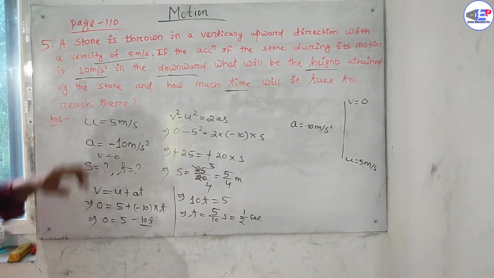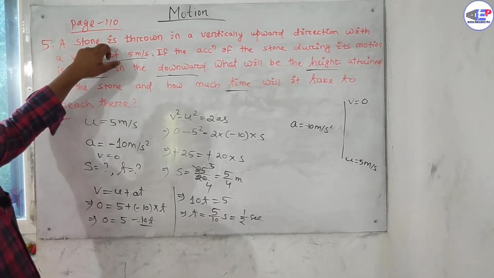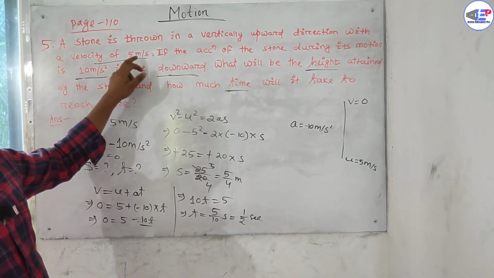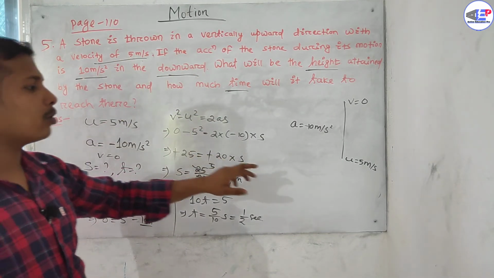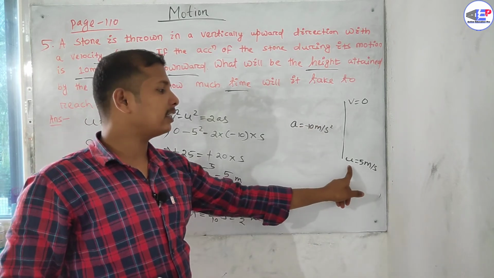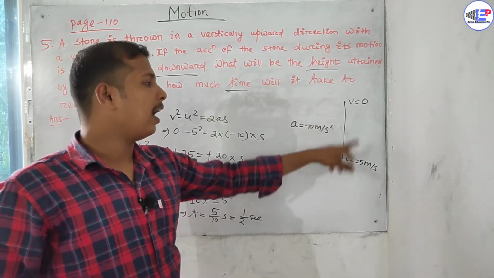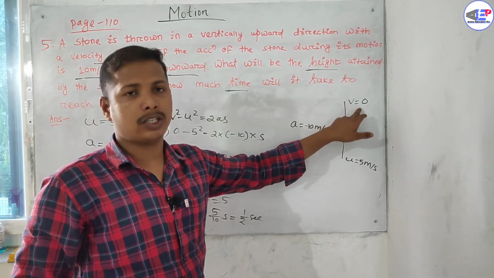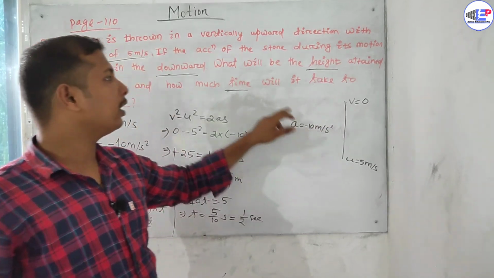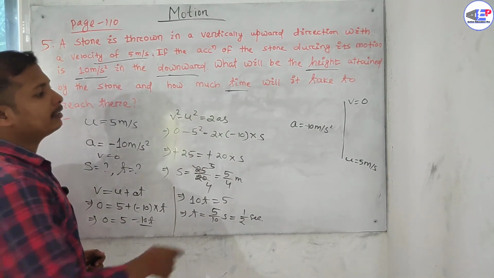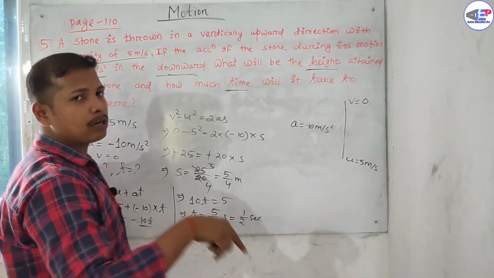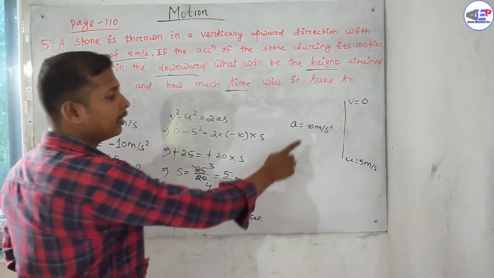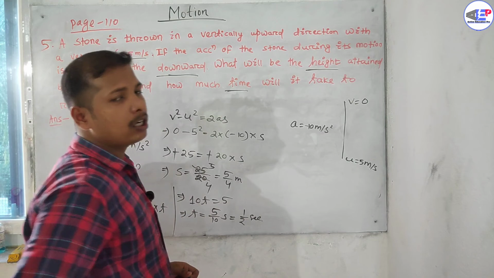I repeat, given that the stone is thrown in a vertically upward direction with a velocity of 5 meter per second, that means when the stone is thrown upward, its initial velocity is 5 meter per second. As the stone reaches the maximum height, its final velocity becomes 0. And here the acceleration is 10 meter per second square, but in downward direction. As the stone moves in upward direction, its acceleration will be negative, that means minus 10 meter per second square.